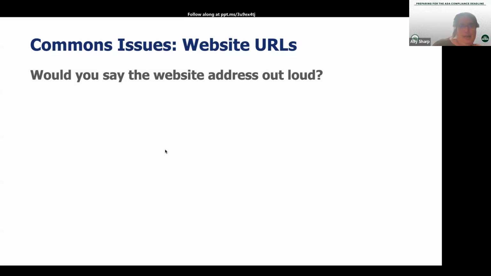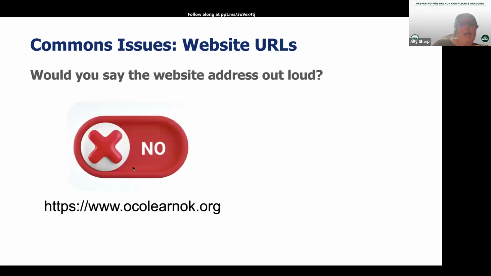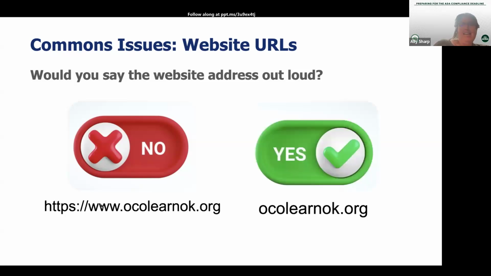Yeah, I would say that aloud, and I did say that aloud. So if somebody was asking me which website to go to learn about OCO and OCLIS, I would not say the HTTP. I wouldn't say all of that, right? I would say this, ocolearn.ok.org. So if you're trying to decide, should I hyperlink it or not?